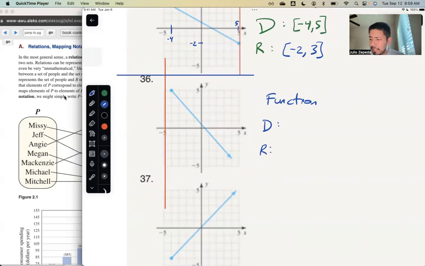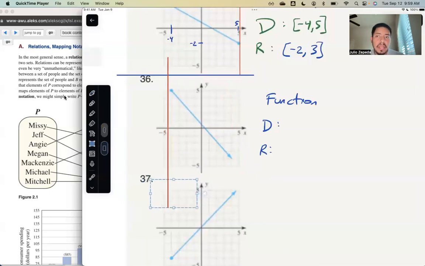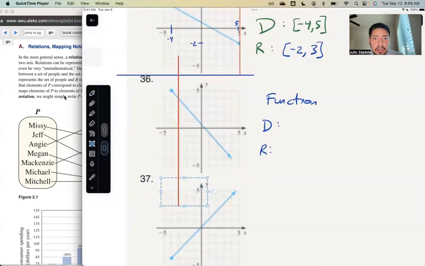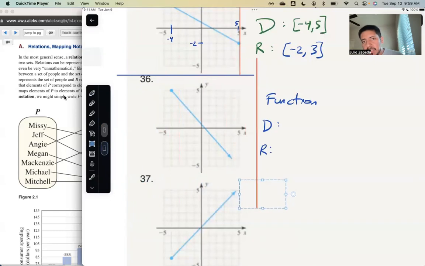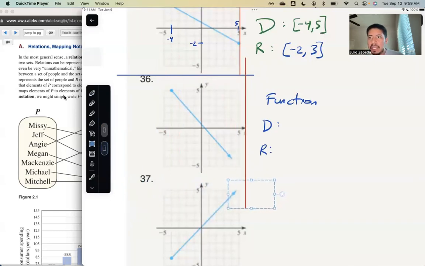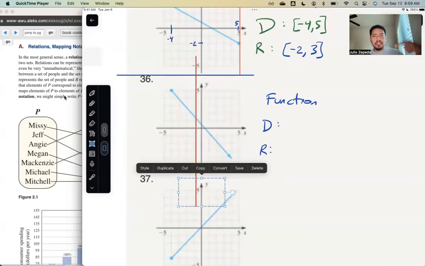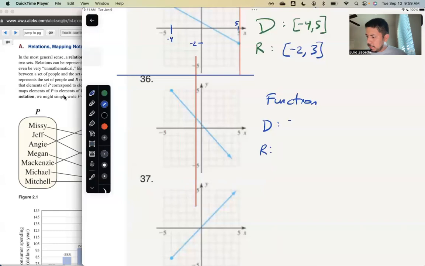The domain is the set of all x values where a vertical line would cross it. Notice the vertical line starts crossing here at -4. And since it has this arrow on the end of it, it indicates that it continues to go to the right and down. And so the domain is going to go all the way to infinity. So this is [-4, infinity).